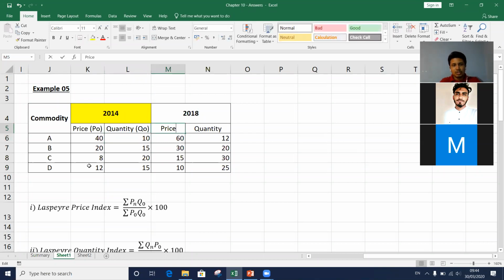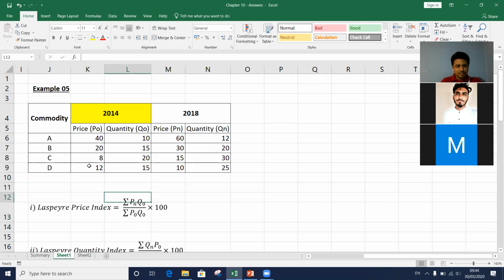Here, 2018 is my current year. Current year prices I can represent using Pn. Right, current year quantities I can represent using Qn. Right, clear. So this is very crucial. You need to rename these four columns. You must know how the base year quantities, current year quantities and current year prices should be renamed.